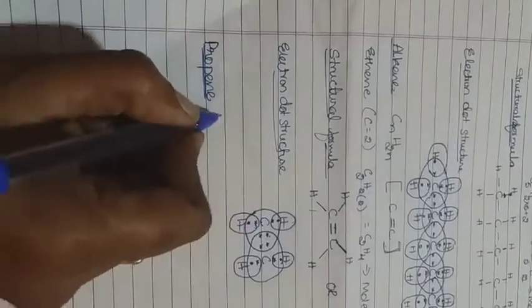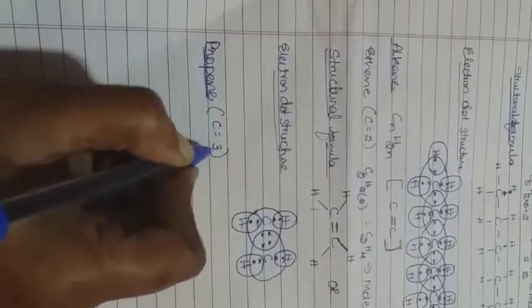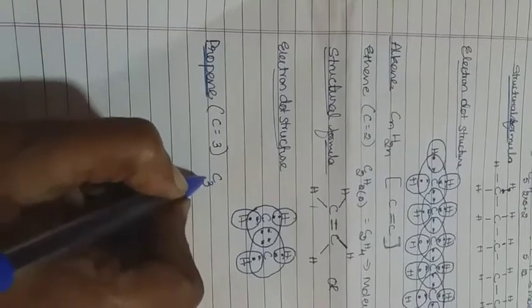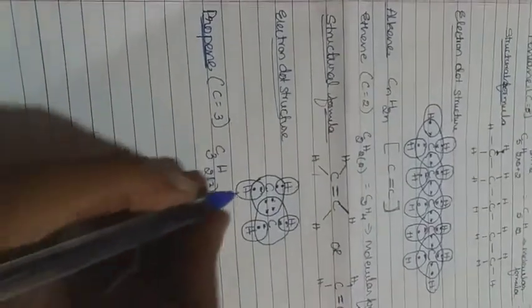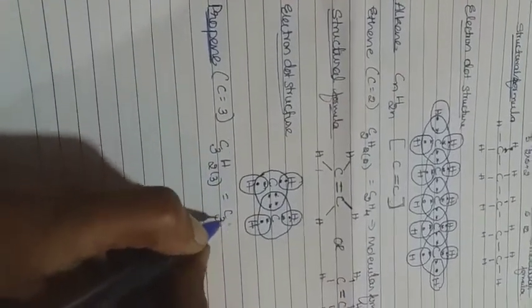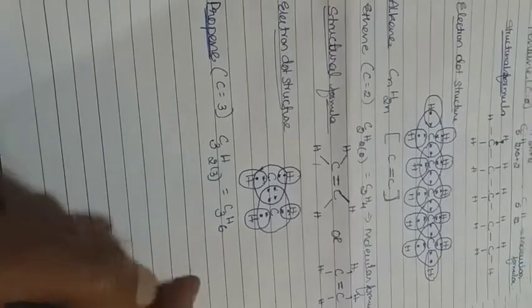Okay, propene, the carbon atom count of propene is 3. So let us substitute into the general formula: C3H2 into 3. The general formula is very important. If you don't know the general formula, you can't write the molecular formula, the structural formula, or the electron dot structure. It is compulsory for 3 marks, so you have to know the general formula.